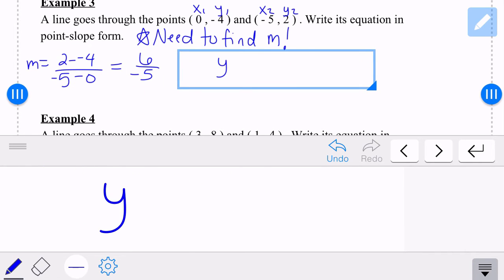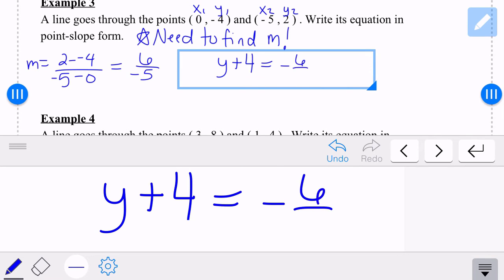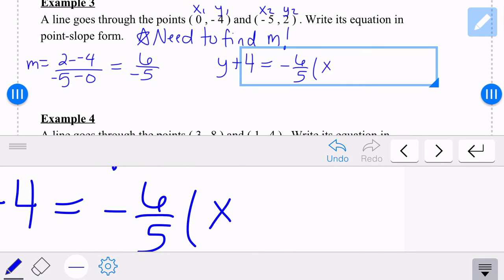Then we just need to write our equation. Pick whatever point you want. I'm going to go ahead and use 0, -4. Remember, subtracting a negative, we would have plus 4 then instead in our equation. And then our slope is -6/5 times x. Well, I could have -0 in there, but we don't really need to write -0. That's not going to change anything. So I'm just going to leave it as x.